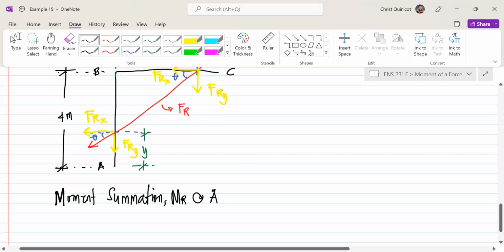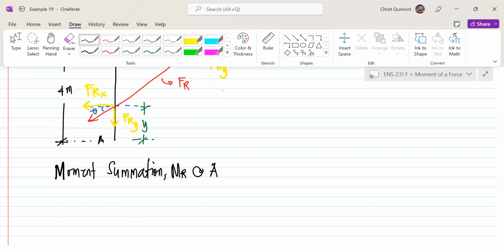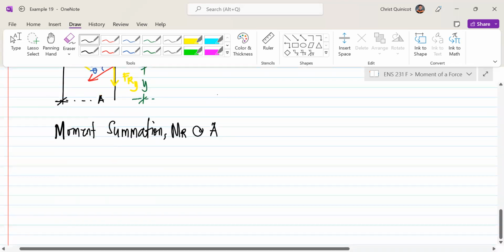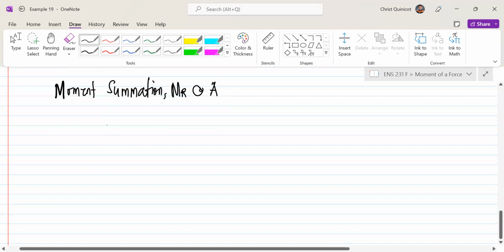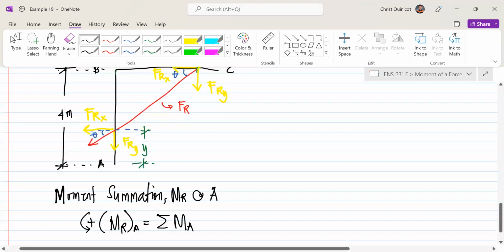Okay, so I will use the forces wherein I will get my y. So this one down here is the first F sub Rx and F sub Ry. So moment, resultant moment at A is equal to all the moments that act at point A, assuming counterclockwise positive.